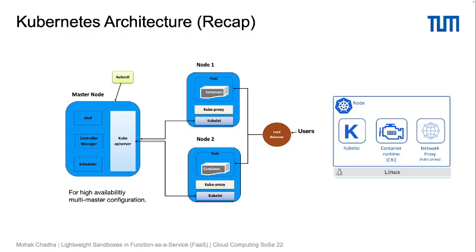And then you have the pods, which can be essentially a number of containers, right? And on the right side is just a better, enhanced picture of what is happening in one node. So you have the kubelet, you have the CRI, and then you have the network proxy.